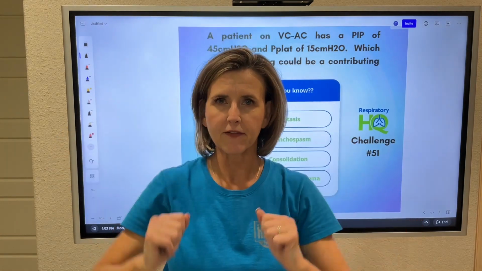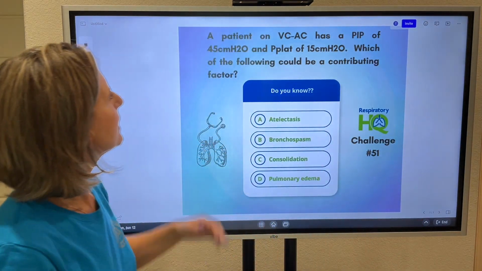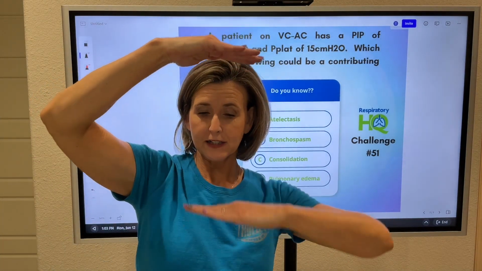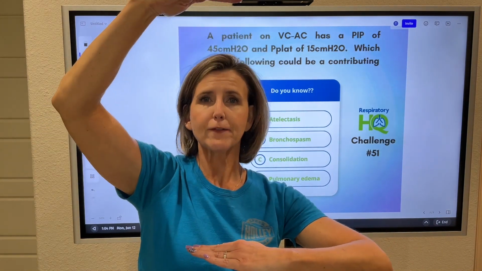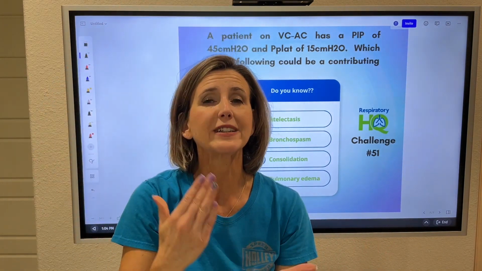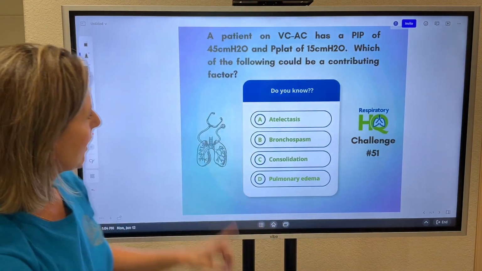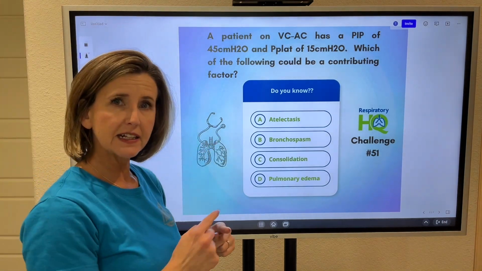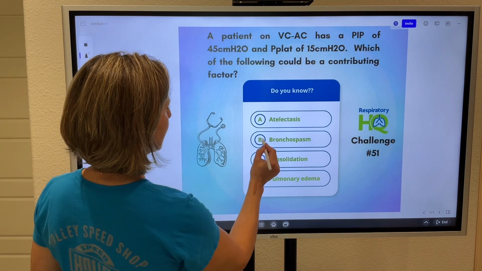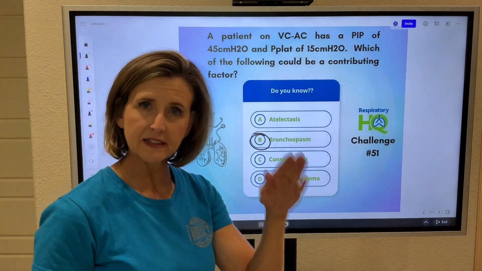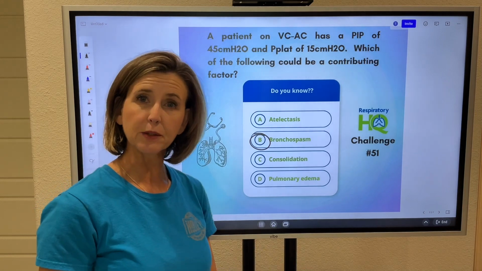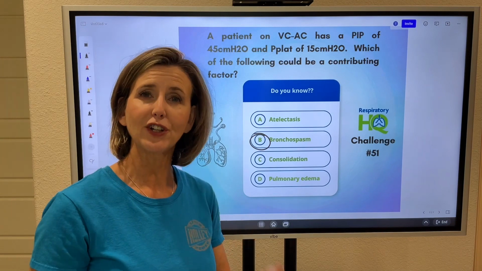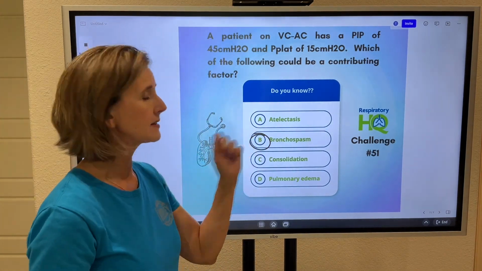All right, if you have that concept, you can answer this question because the PIP is 45 and the Plat is 15. There's a wide difference between the two, so the problem here is in the airway. So now, coming here, which of these four can be a contributing factor? Well, the only one of these that is an airway problem is a bronchospasm, because atelectasis is in the alveoli, consolidation like a pneumonia is in the alveoli, pulmonary edema is a type of consolidation that is in the alveoli, so the only thing it can be is a bronchospasm.